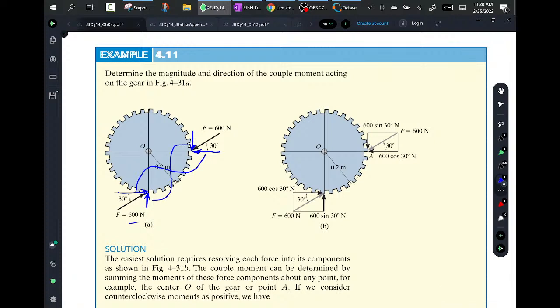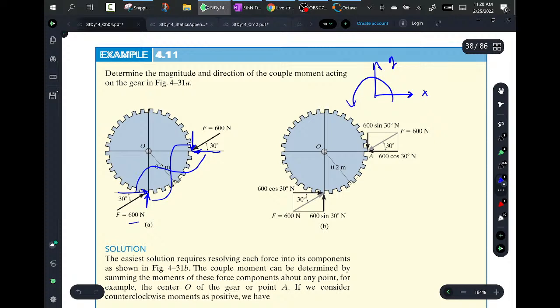So what he's got, okay, so let's put our sign convention down. And this is a positive. So what I've got here, this one together with that one is producing something that looks like that. And its value is 0.2, because the distance here is 0.2 times 600 times 30. And is it positive or negative? This one actually is negative.